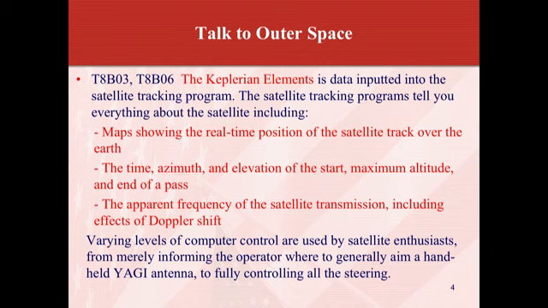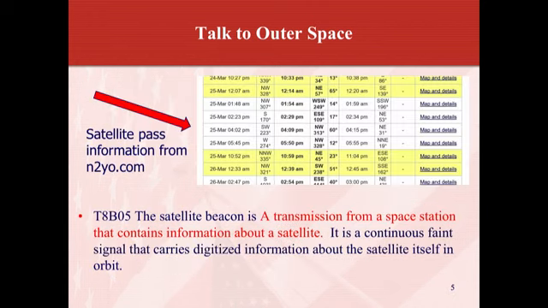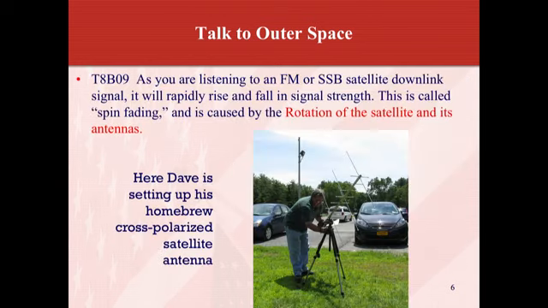Varying levels of computer control are used by satellite enthusiasts, from merely informing the operator where to generally aim a handheld Yagi antenna to fully controlling all the steering. And here's a typical pass. Passes only last a few minutes. And if you get into the satellite, it's pretty much your call sign and grid that you'll be giving up. The satellite beacon is a transmission from a space station that contains information about the satellite. It is a continuous faint signal that carries digitalized information about the satellite itself in orbit.